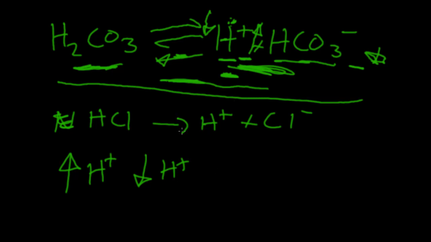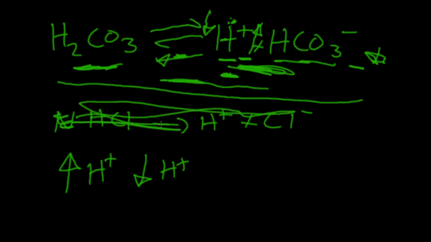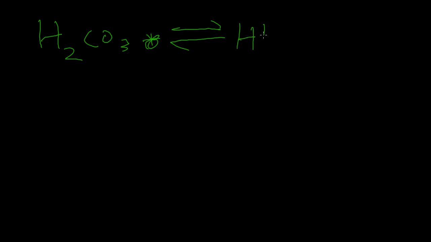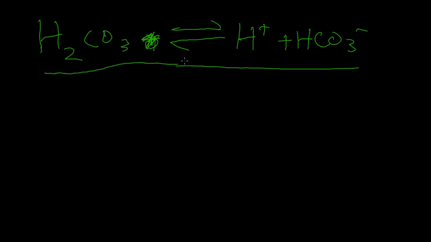Alright, that's pretty straightforward, but let's imagine now that instead of adding HCl, let's just write this reaction out again. So H2CO3 goes to H+ plus HCO3-. We've already seen that if we try to increase the H+ concentration, this reaction will react against that and mitigate the effect.